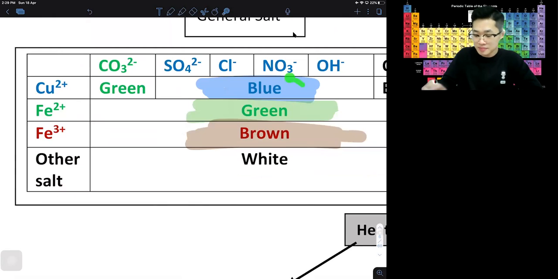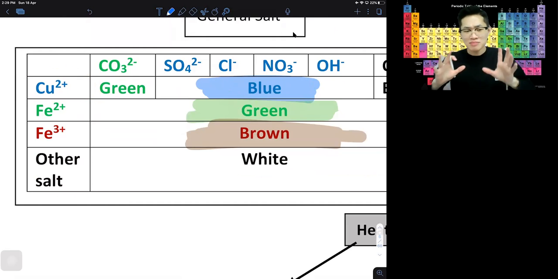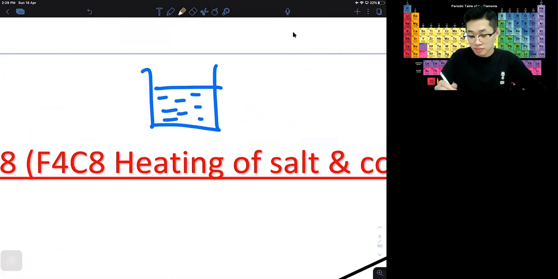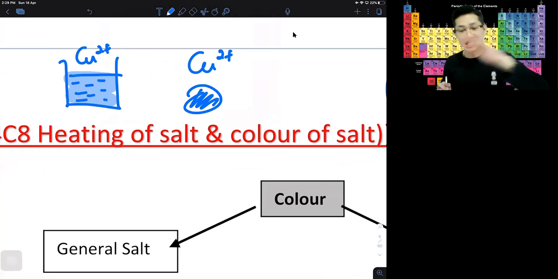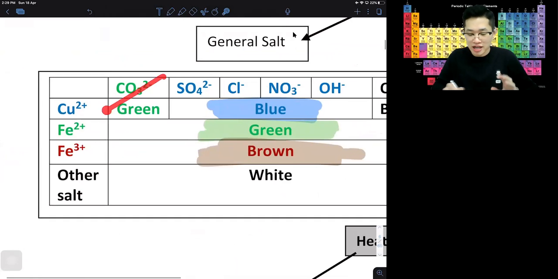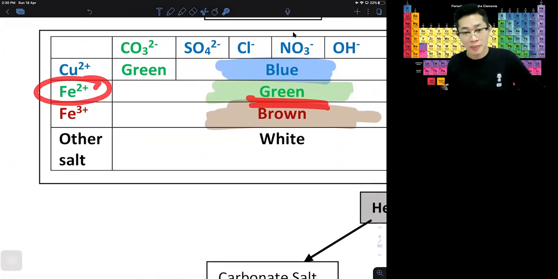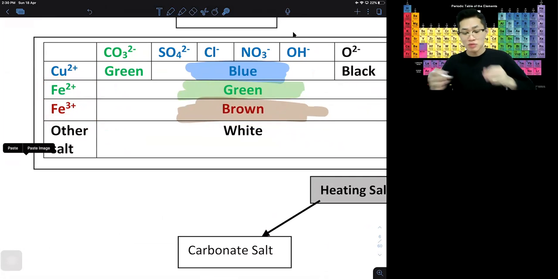When you see blue color, the first ion that comes to your mind has to be Cu2+. Every time Cu2+, when you see a blue solution, must be Cu2+. If you see a blue solid, it's also Cu2+. So whenever it's blue, it is Cu2+. We ignore the special examples first. You help me to remember the general one first. Next, Fe2+ is green, and Fe3+ is brown. All the Fe2+ is green. That means when you see a green solution, Fe2+. When you see a brown solution, Fe3+.